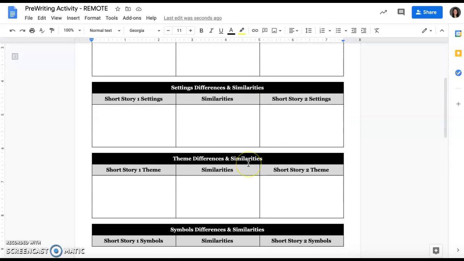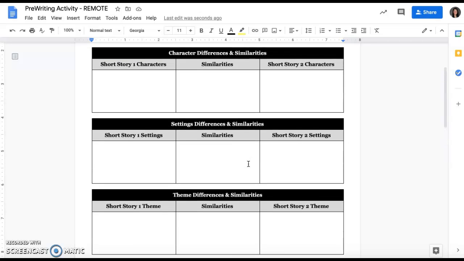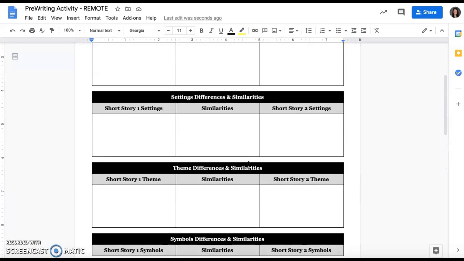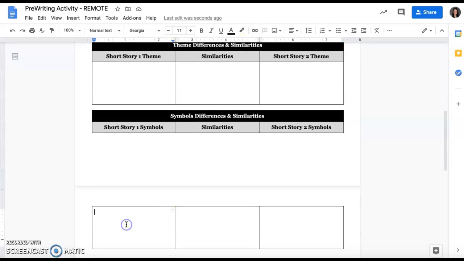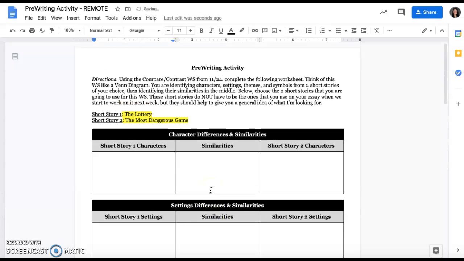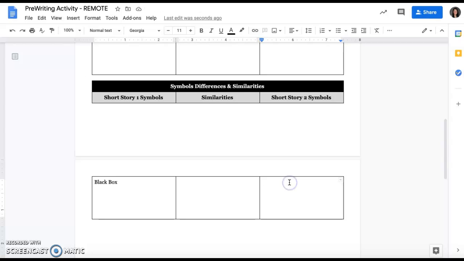Let's go ahead and look at one of these charts. Let's go ahead and look at symbols. So our short story 1 is The Lottery, so one of our symbols is the black box. And then short story 2 is Most Dangerous Game, and one of our symbols is the jungle on the island. Now let's go ahead and think about it. What are some of their similarities?